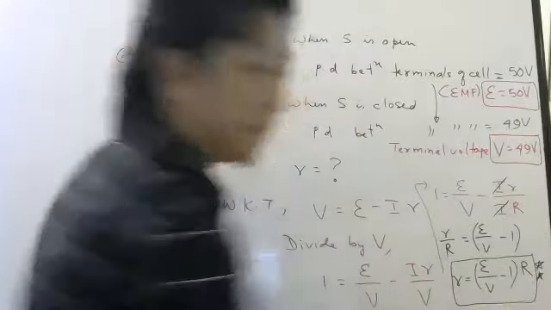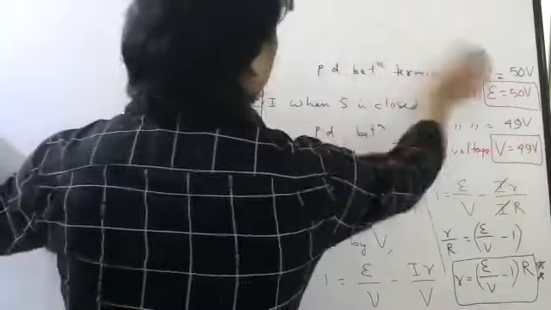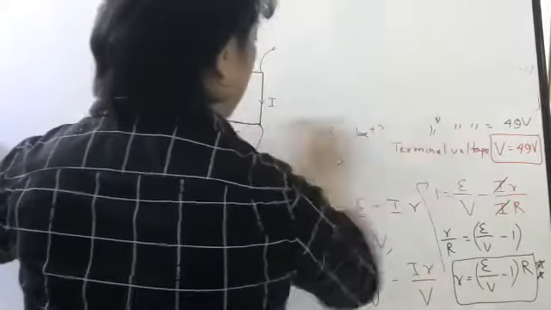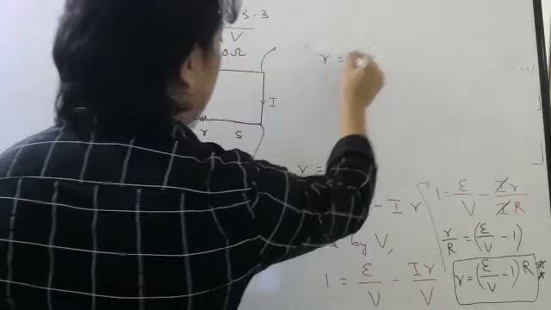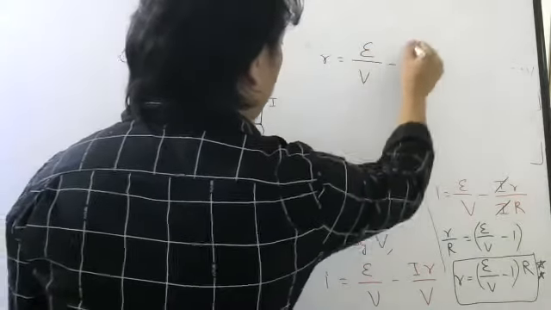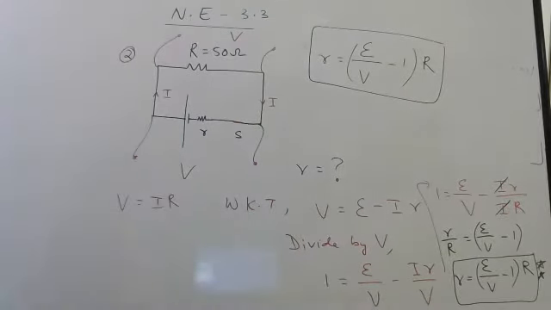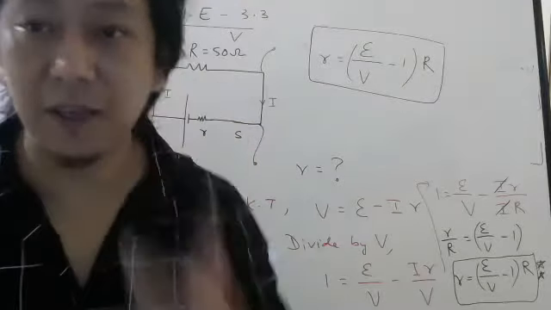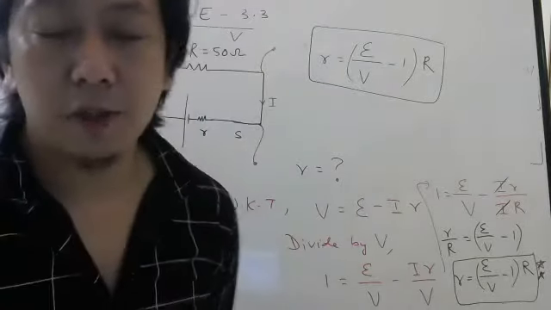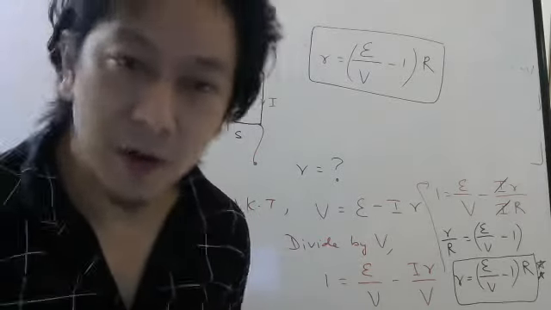So put some star mark. What is the formula I derived? The formula that I derived is the relation between internal resistance, EMF, terminal voltage, and external resistance. So small r equals E by V minus 1 into R. Please memorize it, all of you, because later when we do entrance level questions, this will be very useful. Some pending questions are there. So what is small r? E by V minus 1 into capital R.